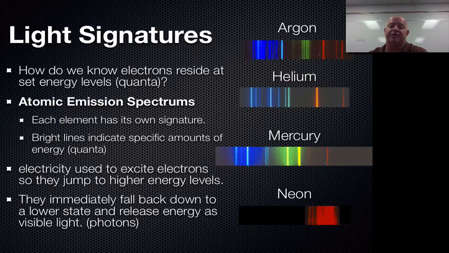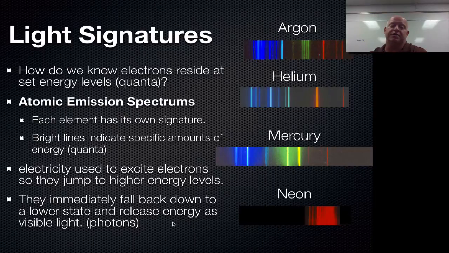That excited state is very unstable for an electron. It doesn't want to be in an excited state. It wants to be in its ground state or its stable configuration. So as soon as that electron jumps up and absorbs energy, it falls right back down. When it falls back down to a lower energy level, a very specific amount of energy gets released. So it jumps up, gets excited, then immediately falls back down to a lower state, releasing energy.